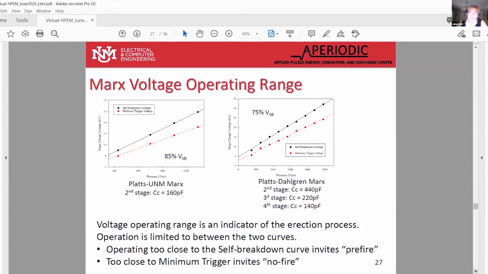What this means in the field is that you have only a very small margin between a pre-fire, which is close to your self-break curve, and a no-fire, which is at your minimum trigger. So in order to have it work, everything has to be very tightly controlled.